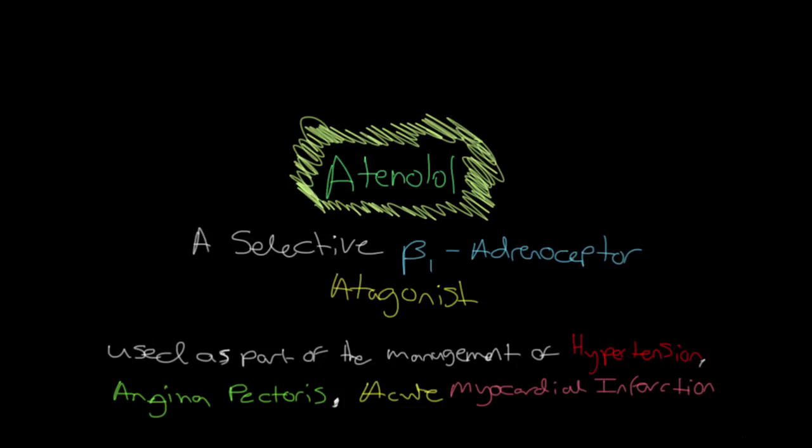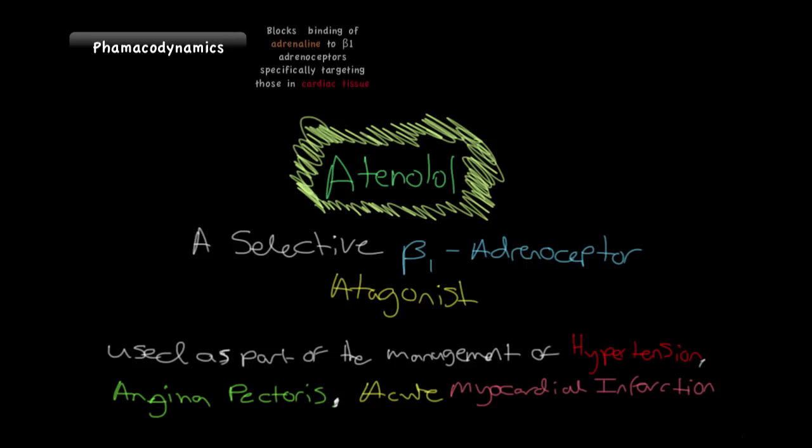Let's discuss Atenolol. Atenolol is a selective beta-1 adrenoceptor antagonist and is used broadly in the treatment of angina, hypertension, acute myocardial infarction, and other cardiac disorders. So in terms of pharmacodynamics, Atenolol selectively blocks the stimulation of beta-1 adrenoceptors in cardiac and renal tissue, amongst others. It is particularly good at preventing exercise-induced tachycardia in susceptible individuals by suppression of sinoatrial and atrioventricular node activity.